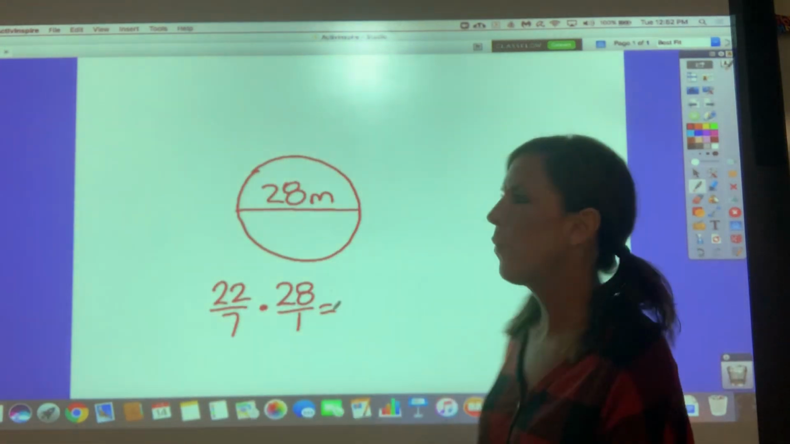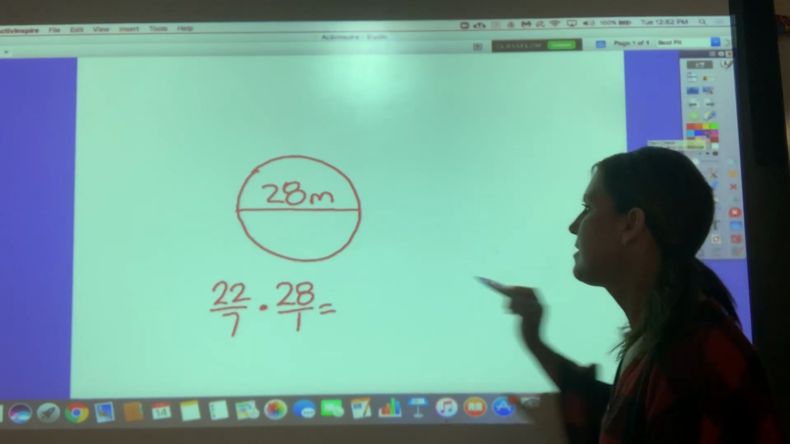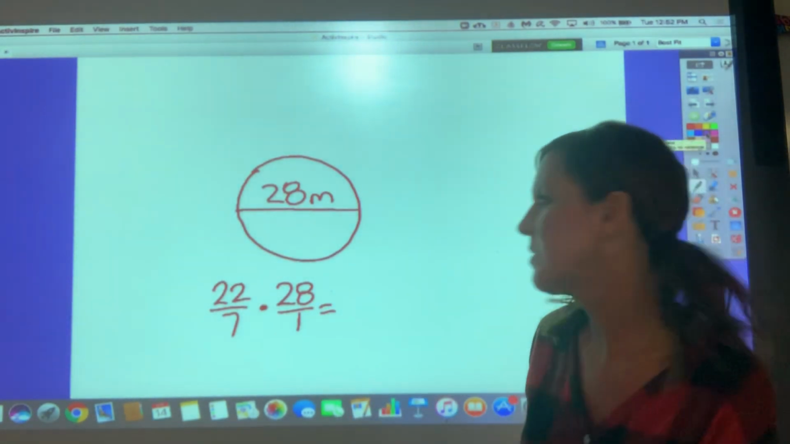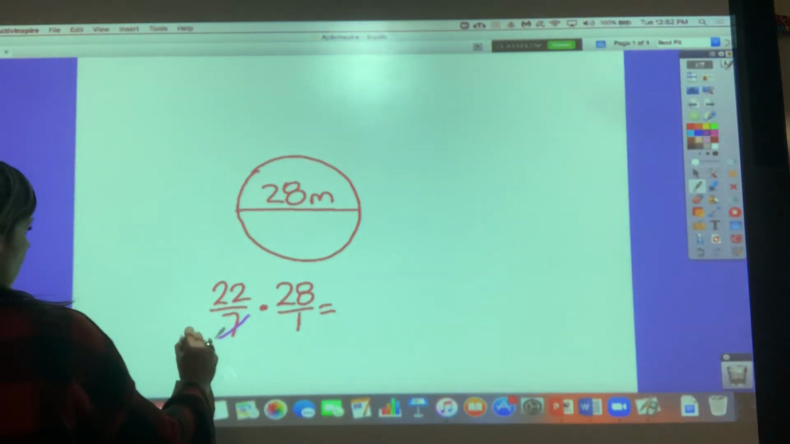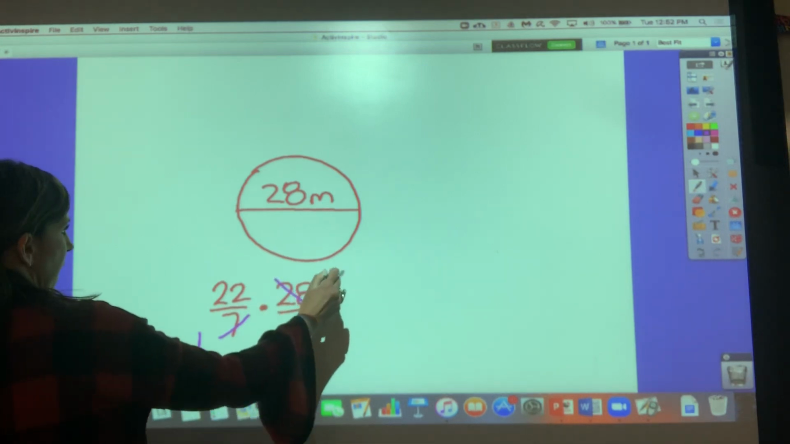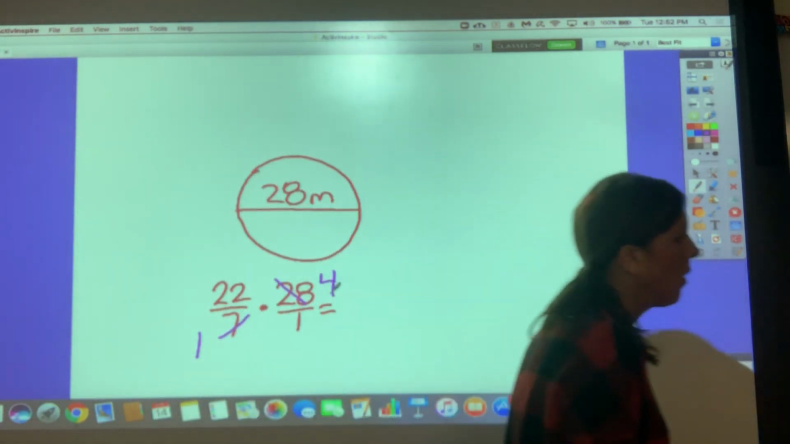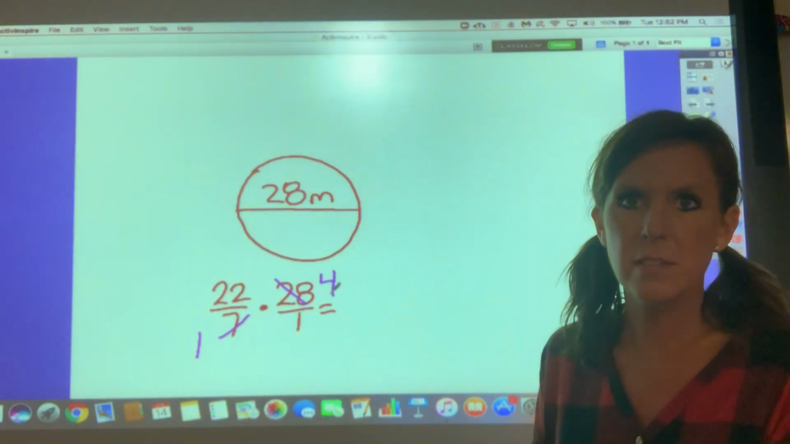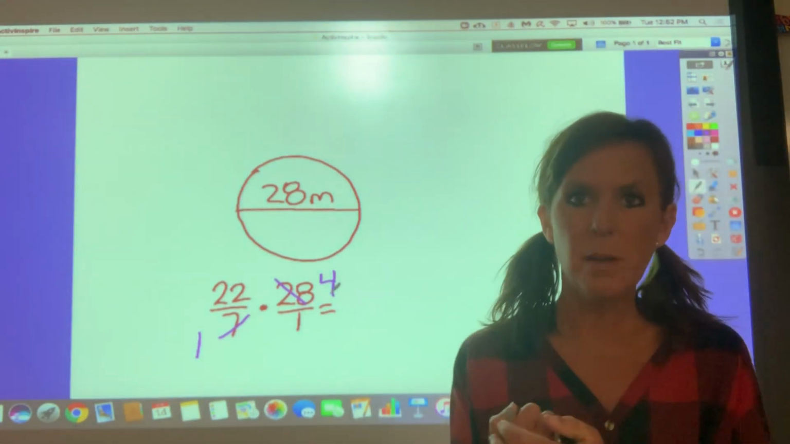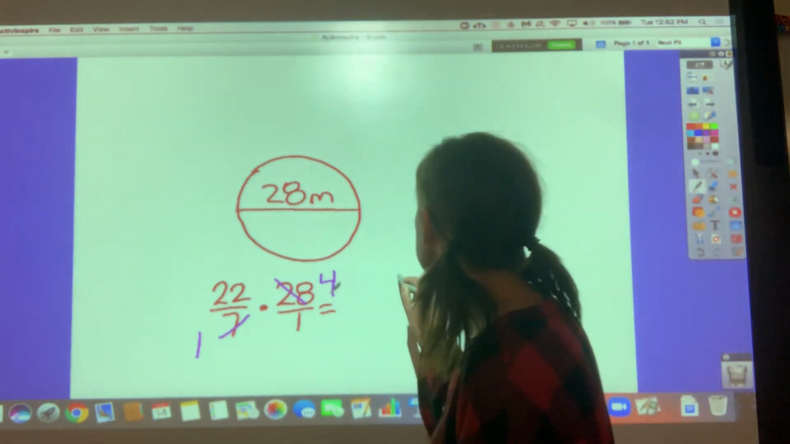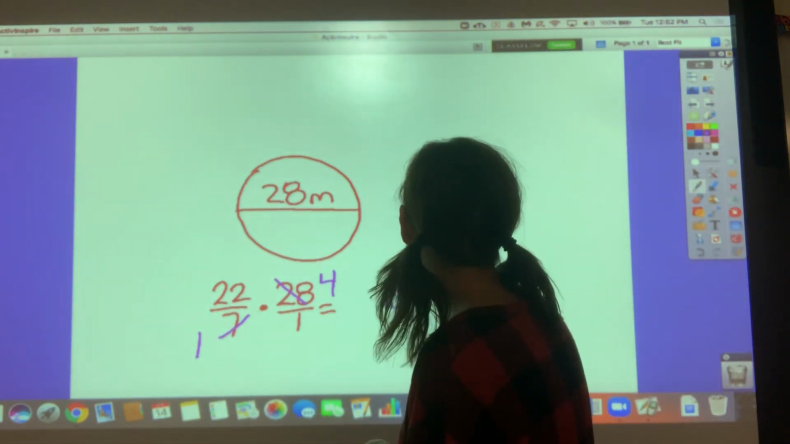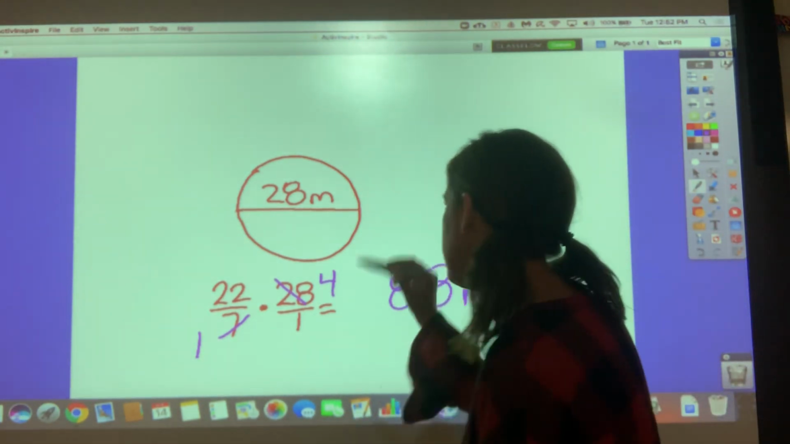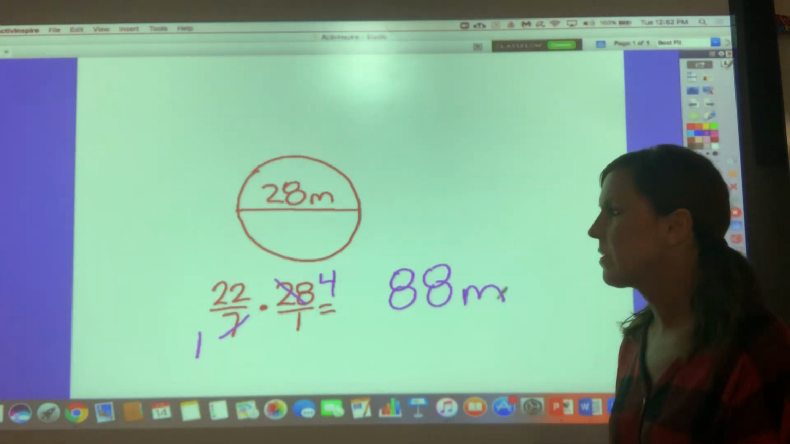Well, look what we can do. The 7 and the 28 are going to cancel. So 7 goes into itself, and 7 goes into 28 4 times. So all I have left is 22 times 4 to find the circumference. What's 22 times 4? 88. So 88 meters is the circumference of this circle.